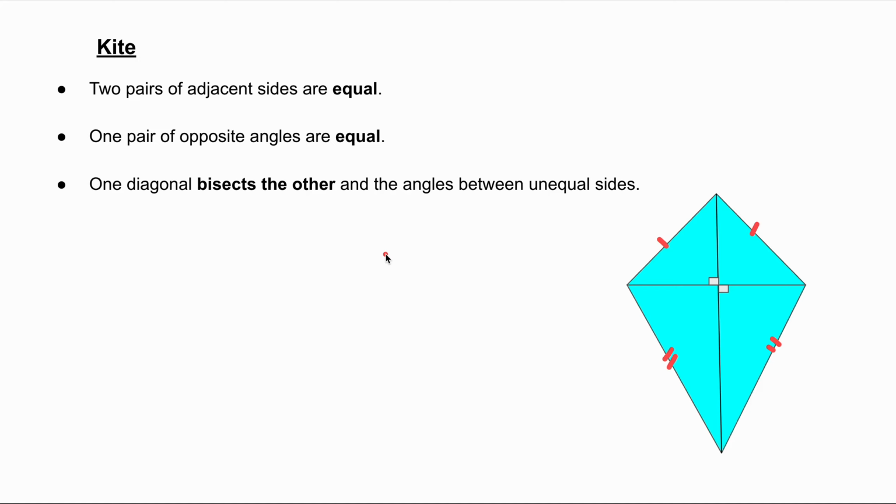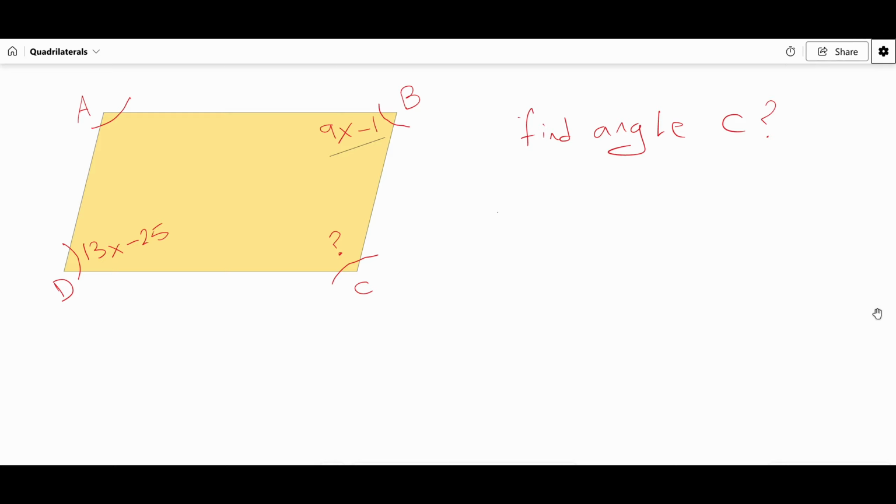So let's start now with some exercises. Okay, so let's start with our first exercise. In our first exercise, we can see that we have a parallelogram and we have angle A, angle B, angle C, and angle D. Angle B is equal to 9x minus 1. Angle D is equal to 13x minus 25. And we need to find angle C.